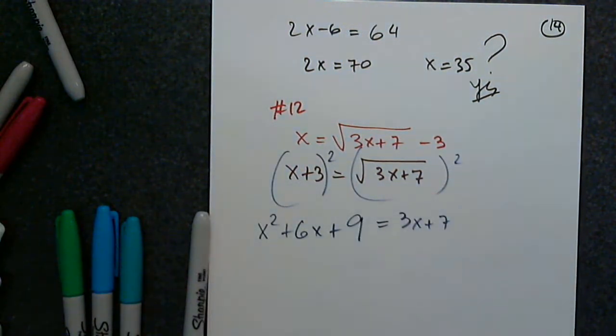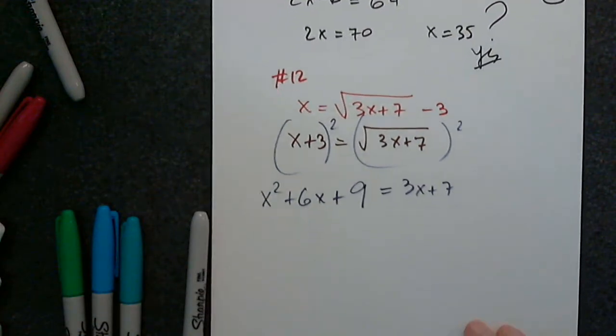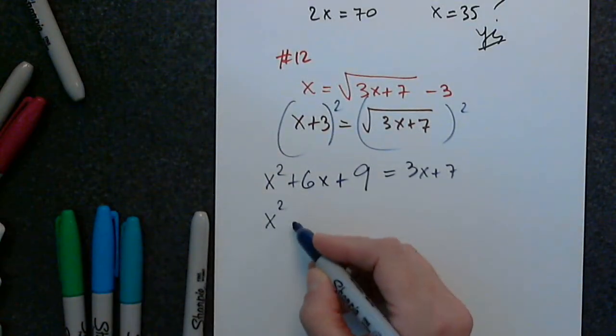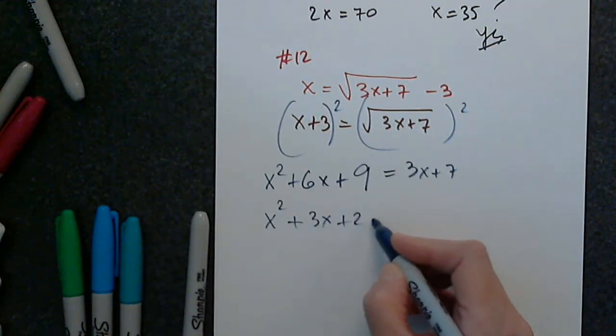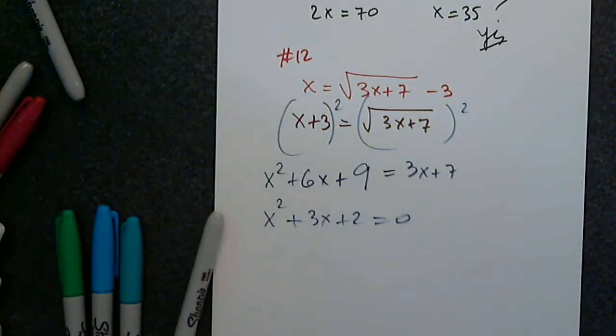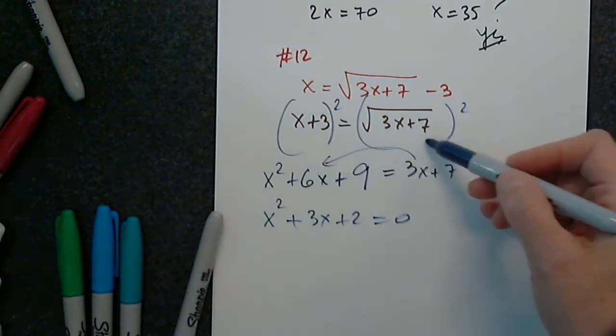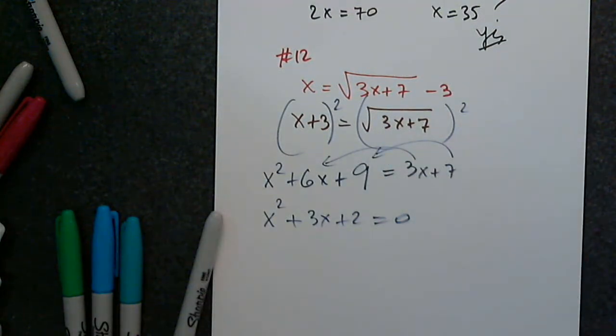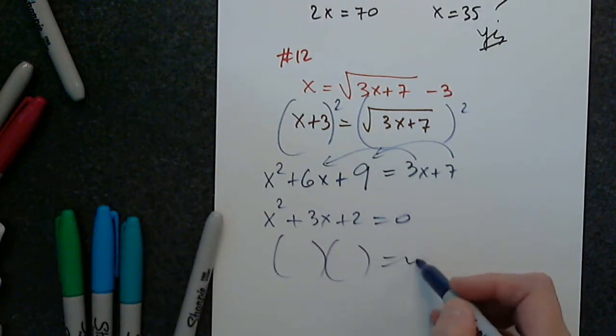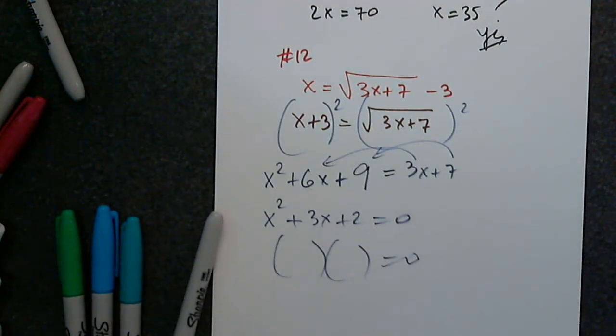Very good. So now this is a quadratic equation. We have to do what in order to solve it? Move everything to one side, set it equal to 0, combine like terms. Very good. x squared plus 3x plus 2 equals 0. So I subtracted 3x from both sides, and I subtracted 7 from both sides. I'm hoping that we can quickly factor this, and let's see what we get.